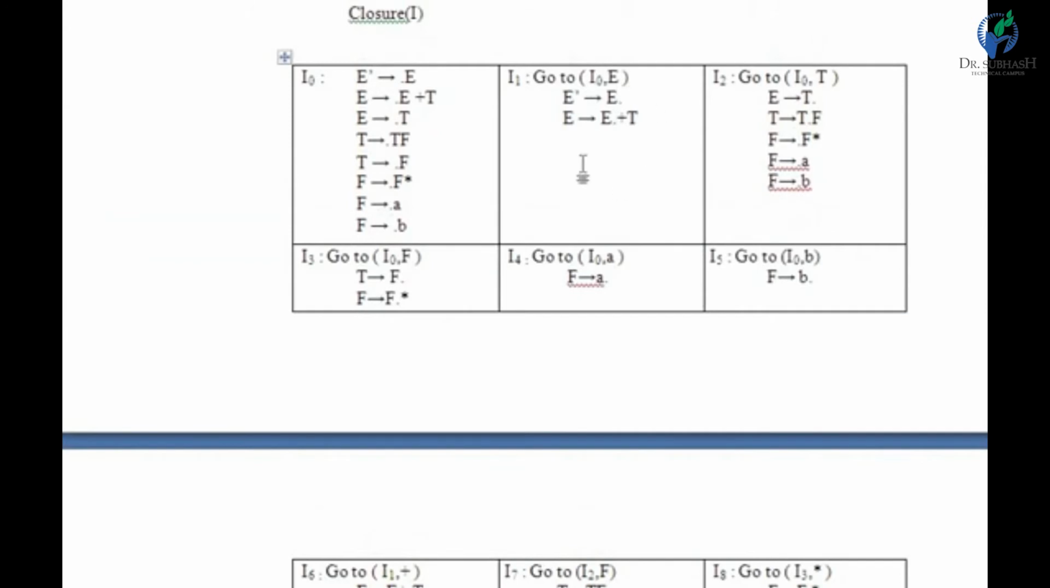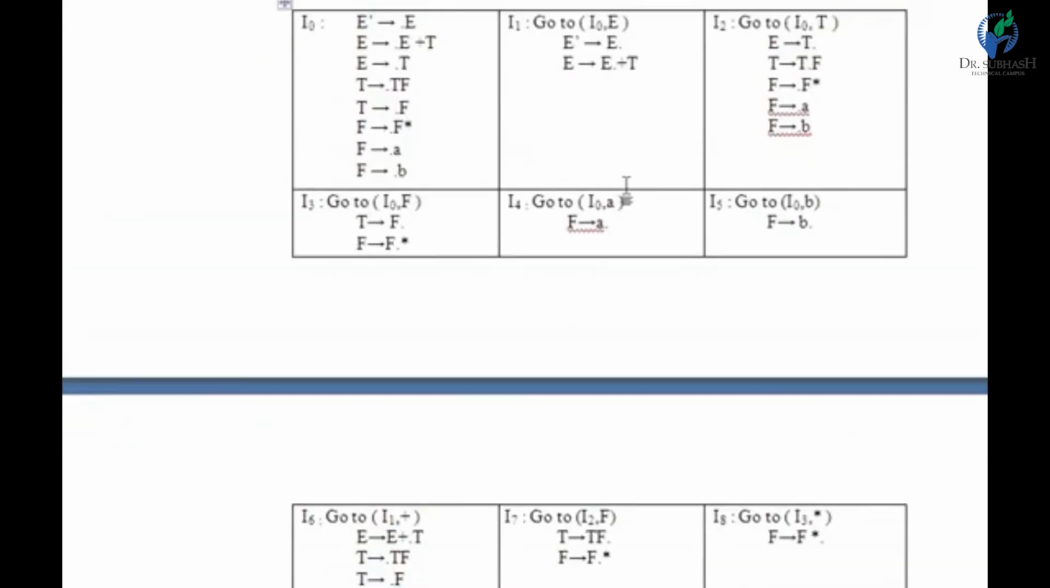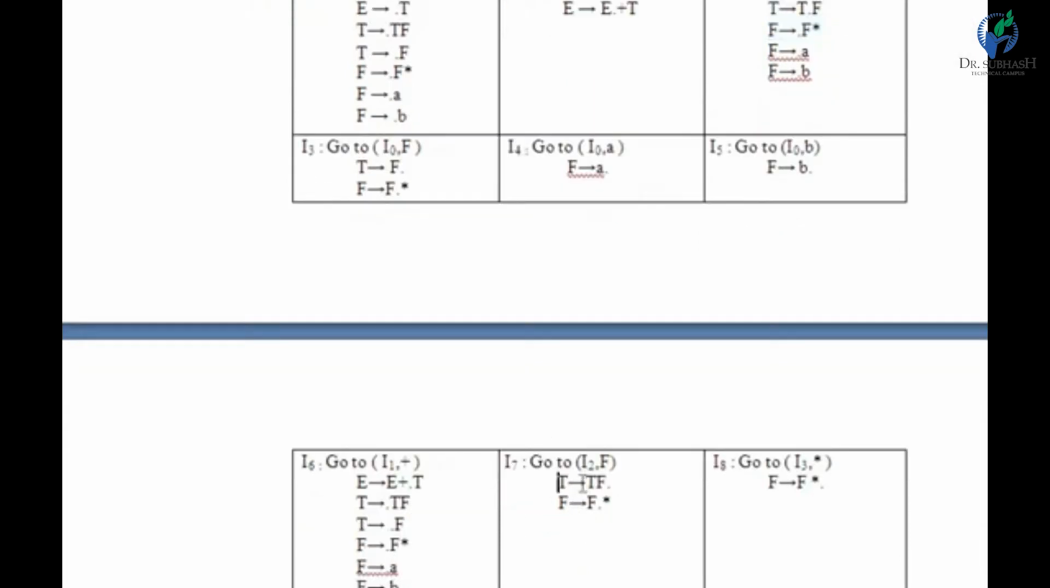Next, this production is complete. So next I2 to move F. Here this production is complete, so no need to move the dot for it. So in your I2 to F, the dot is moved after F. So T gives TF dot and F gives F dot star.